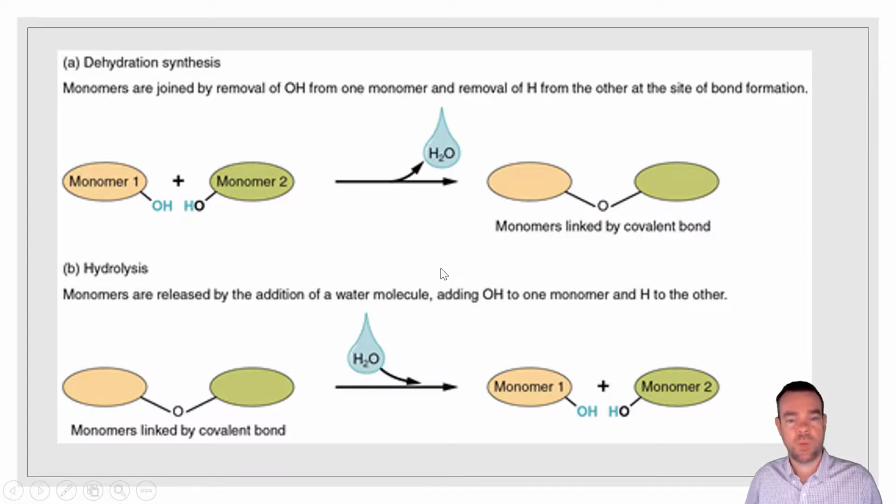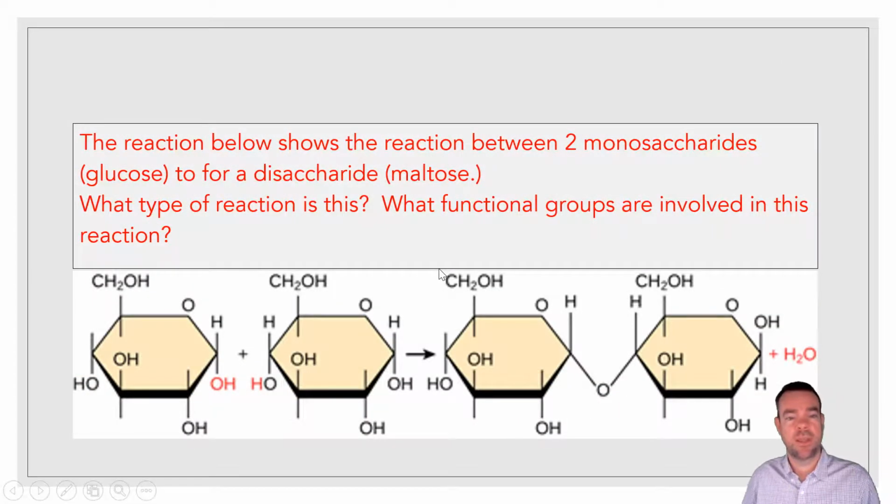So what I want you guys to do is take a look at this reaction here. This is showing glucose reacting to form maltose. So 2 glucose molecules making 1 maltose molecule. So what type of reaction is it? What functional groups are involved in that reaction?